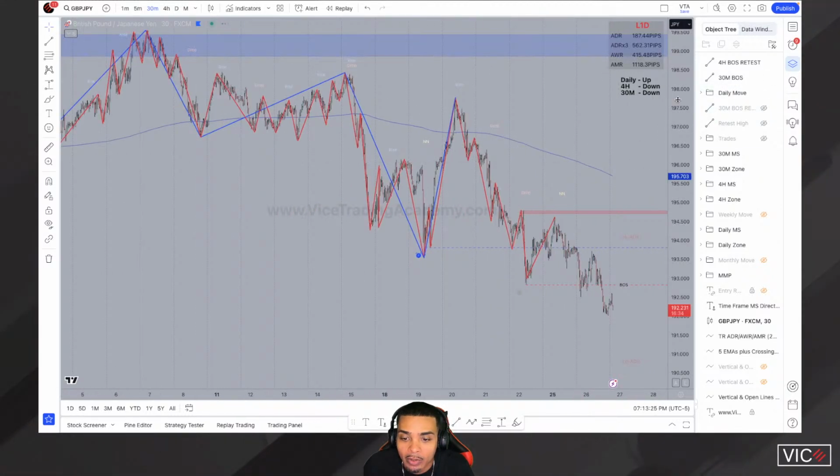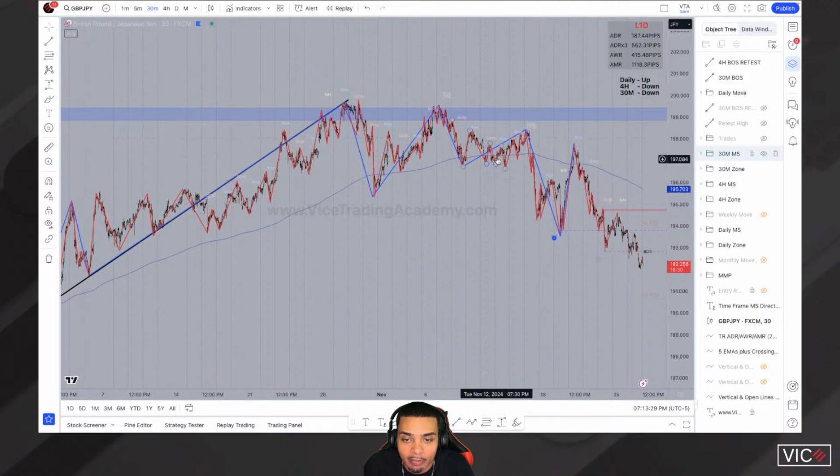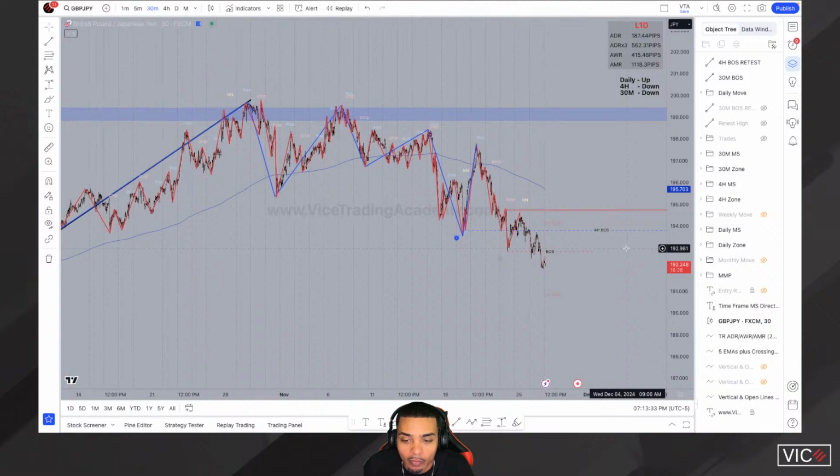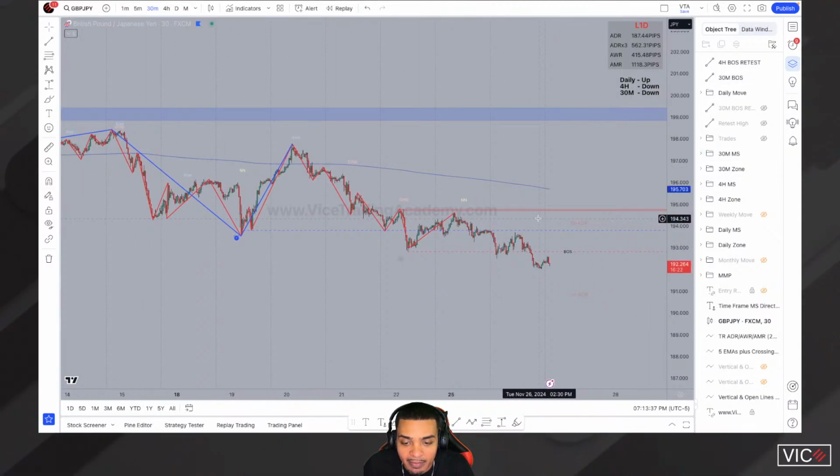So 4 hour, right? We have the 4 hours the blue. So we have lower low, lower high, lower low, right? We want price to come back and retest. That's what we was aiming for. And what did it do? It came, right? Broke below, came, didn't touch it.